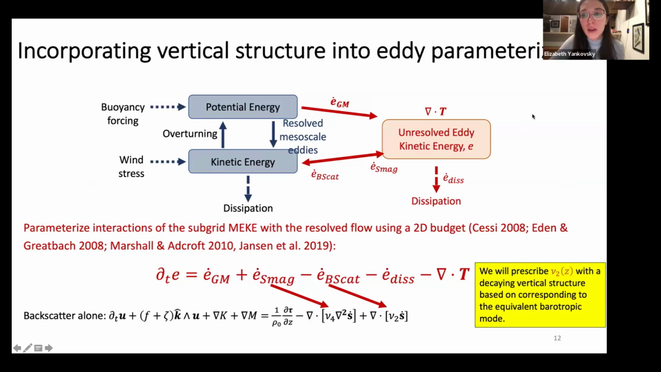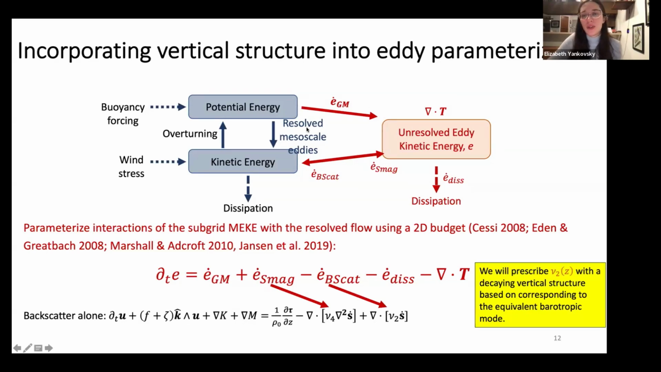I'm running out of time, but I also want to mention an application of this work, which is the parametrization problem. Here, I'm showing the energy cycle of the ocean. We have potential and kinetic energy that's maintained by buoyancy forcing and wind stress. These two reservoirs can interact with each other through the overturning circulation and also through mesoscale eddies. Eddies are known to extract potential energy and convert it to kinetic energy. The problem is, if we do not resolve eddies fully, then we have this unresolved eddy kinetic energy reservoir, which in theory should be interacting with both the potential and kinetic energy of the large-scale flow.